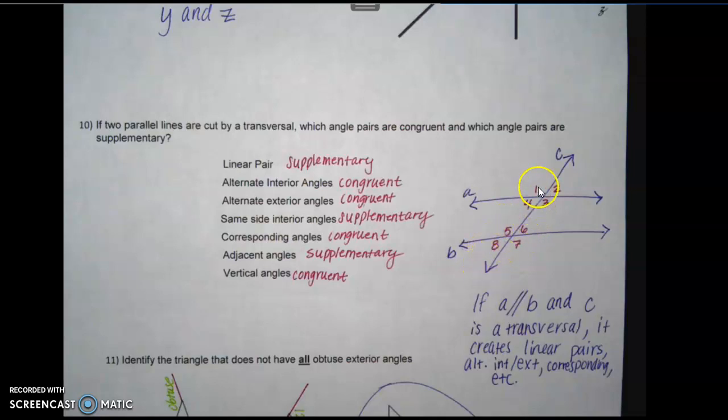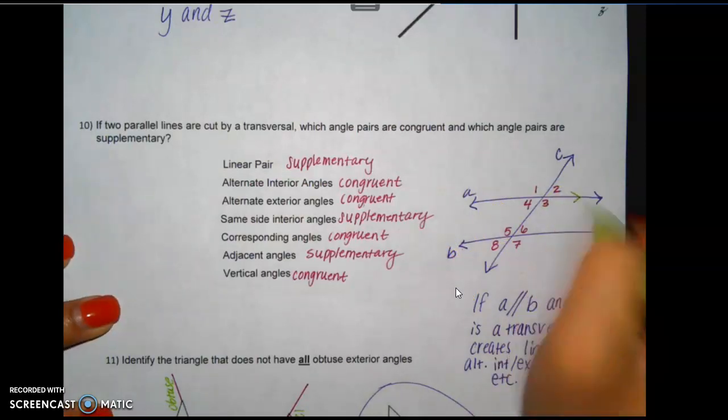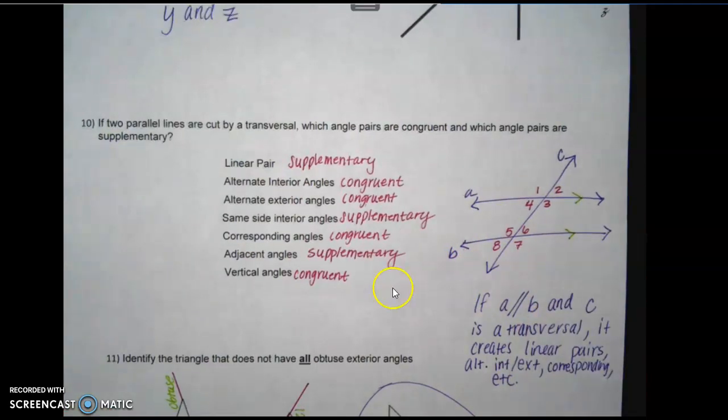We also learned about alternate exterior, so like 1 and 7, 2 and 8. Alternate interior would be 4 and 6, and 3 and 5. Corresponding means they're in the same position, so angle 2 and angle 6 are corresponding. Angle 1 and angle 8 are corresponding, and so on. And so you can take a look at their relationships here. Now, this only works if you have 2 parallel lines and a transversal cutting through it. So A has to be parallel to B in order for those relationships to happen.